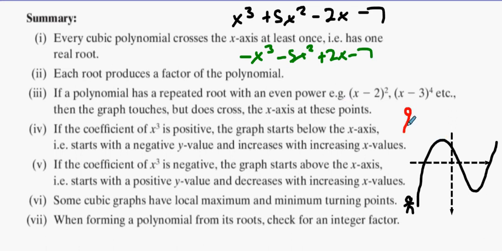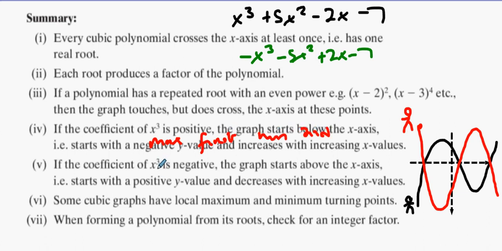Yeah, it's a mirror image, but the main thing is if it's a minus x cubed, you start above the x-axis. You hit your minimum first and your maximum second. Does that make sense? So what you could write here is max first, min second, yeah? And here it's min first, max second. When moving left to right.